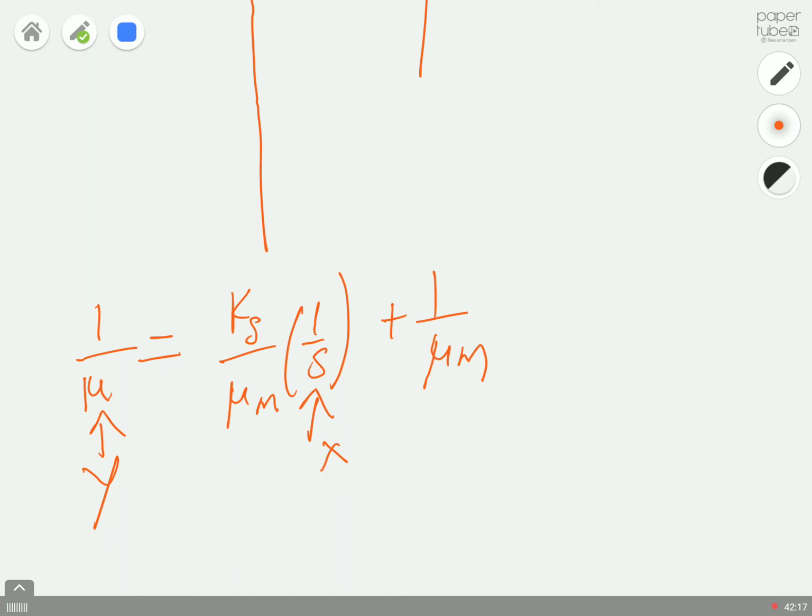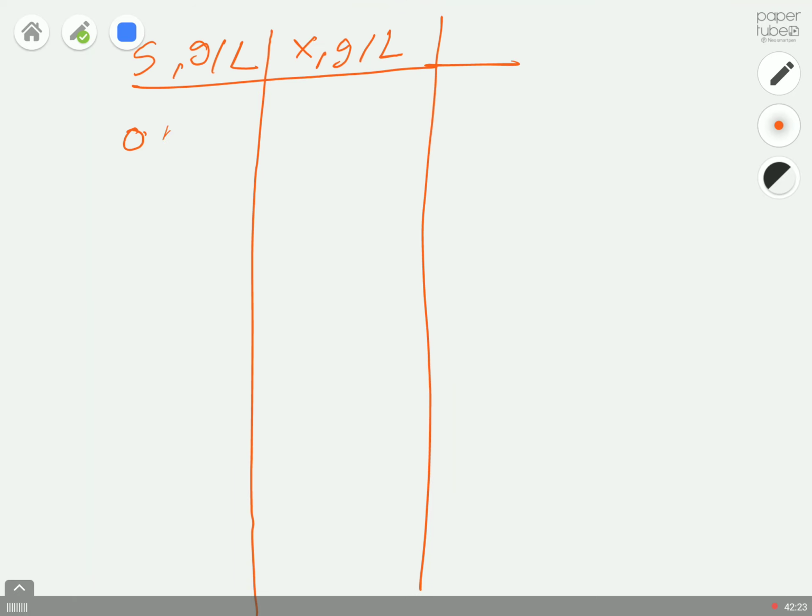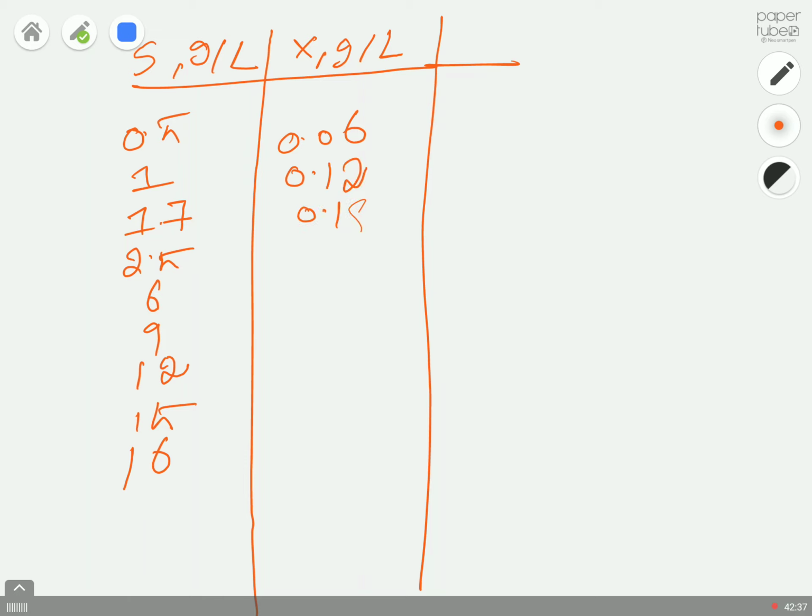So let's calculate these values first. It's 0.5, 1, 1.7, 2.5, 6, 9, 12, 15, 16. I know it's a bit time consuming to teach this way, but I think it's not a bad idea to go a bit slow like this.